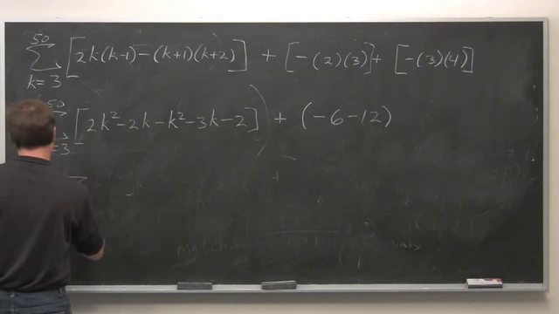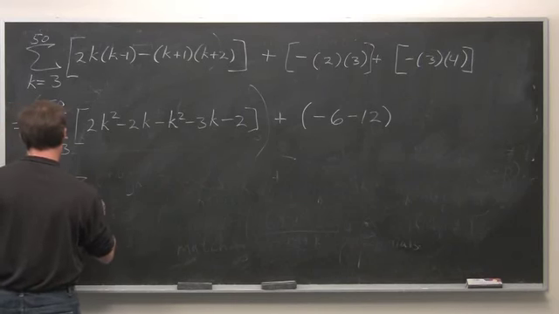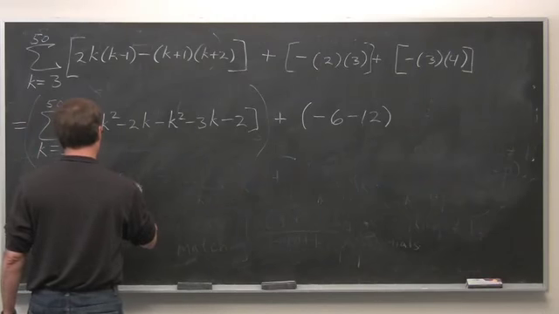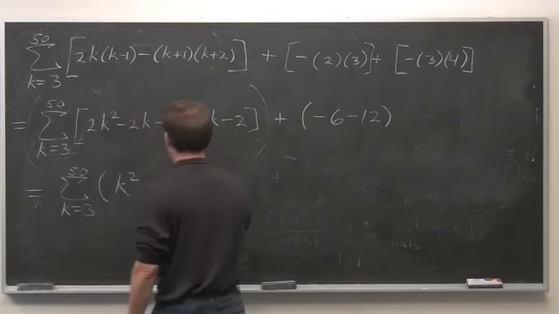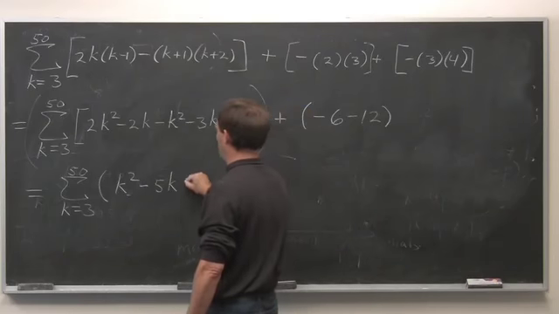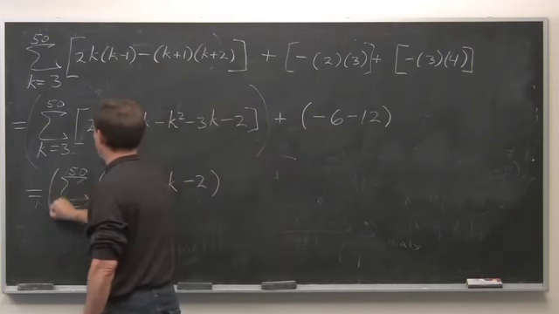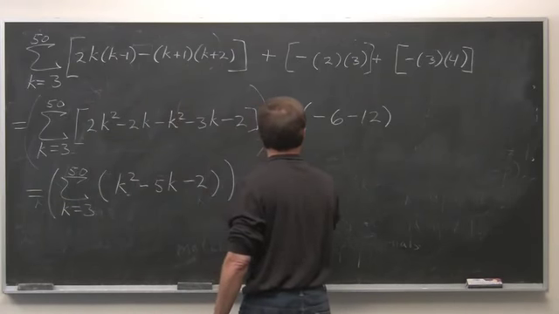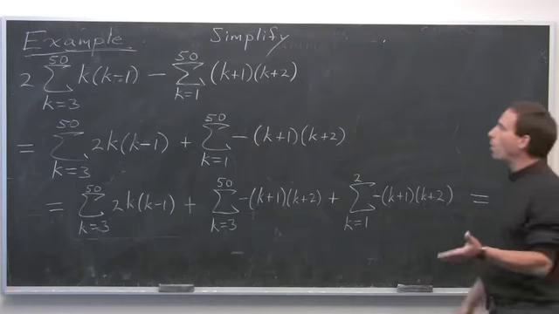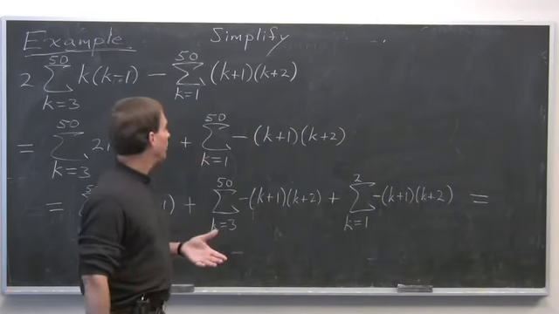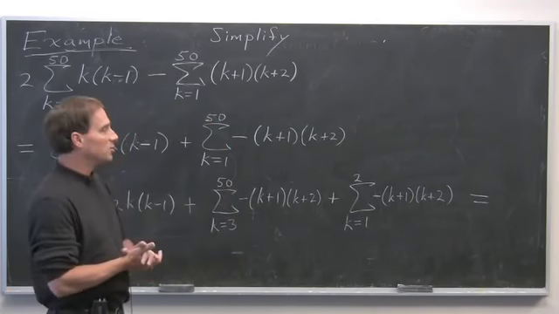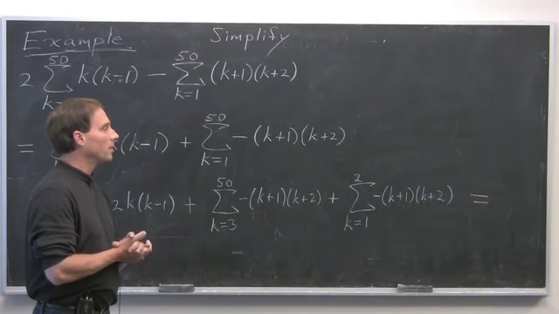So one way of simplifying what we started with is to say it's the sum as k goes from 3 to 50 of 2k squared minus k squared, that's a k squared, a minus 2k minus 3k, a minus 5k, and then there's minus 2. And you do that summation, and you still subtract 18. So that's one version of simplifying this. Maybe it looks worse to you, so maybe not simplifying, but it's some practice with manipulating summations.